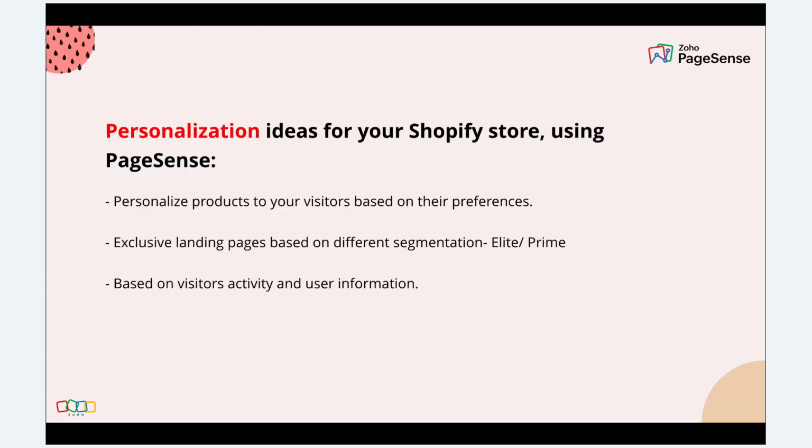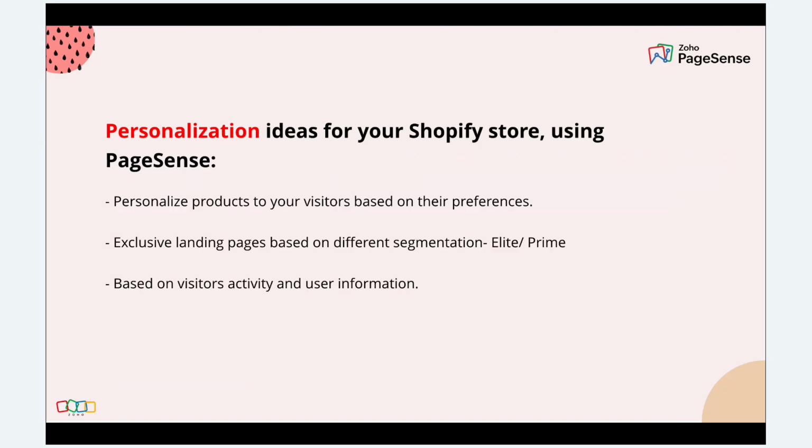You can start by personalizing your product catalog based on your visitor preferences. Utilize PageSense to analyze user behavior and preferences to display products that resonate with your visitor. For example, if visitors frequently browse athletic gear, showcase related items such as running shoes, fitness apparel, or accessories on their next visit. So, by recommending the products that are tailored to their interest, you can create a more relevant shopping experience, right?